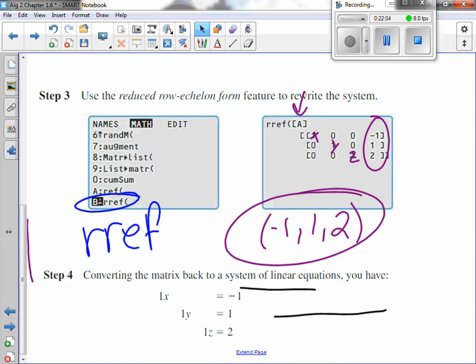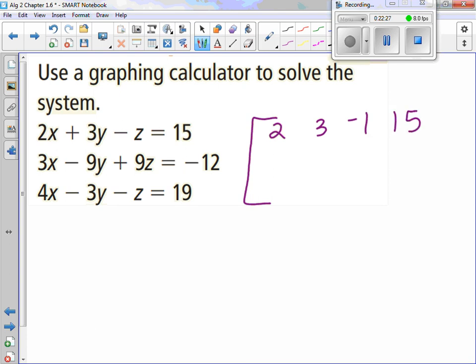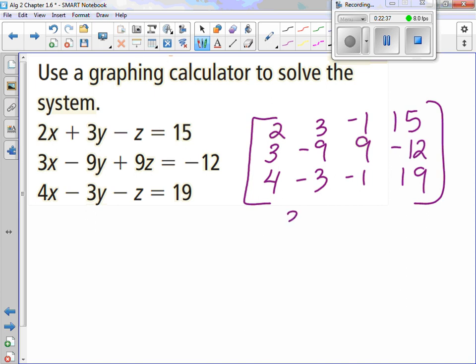All right, guys, so we're going to do this again. We're going to solve another one doing this method here. The first thing we need to do in solving this is to write our augmented matrix. So across the top we have what? 2, 3, -1, 15, and then 3, 9, 9, -12, and lastly, and this is a 3 by 4.